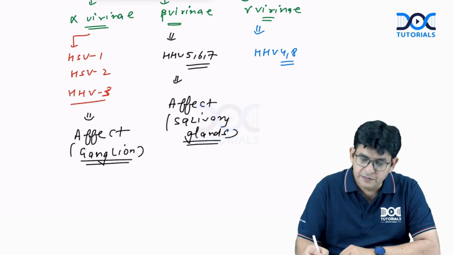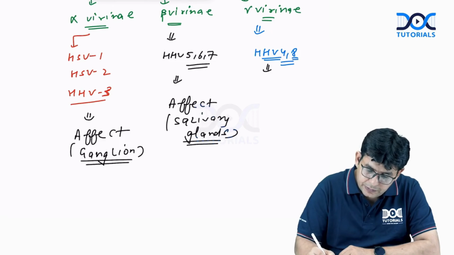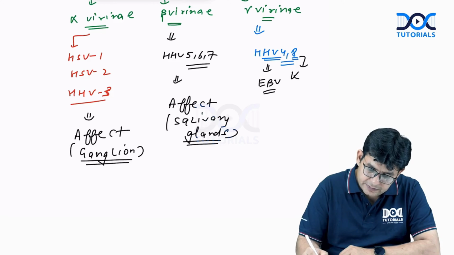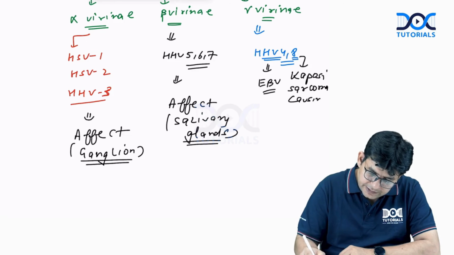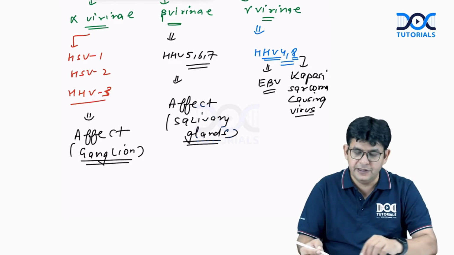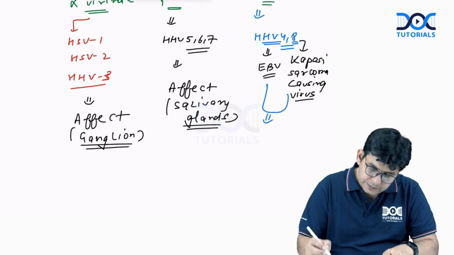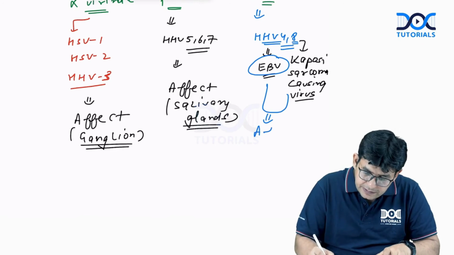Then you have gamma viridae, HHV4 and HHV8. HHV4 is termed as Epstein-Barr virus. HHV8 is termed as Kaposi's sarcoma causing virus. Kaposi's sarcoma causing virus is HHV8. HHV4 is Epstein-Barr virus, and mostly it is Epstein-Barr virus which affects the B cells.